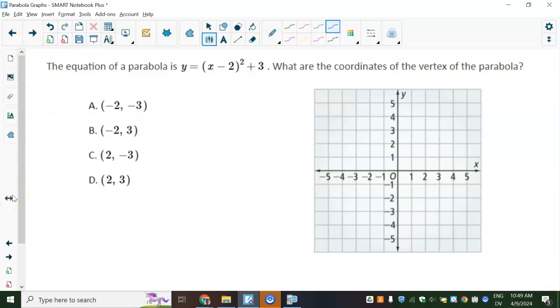Okay. Vertex of the parabola. Again, pause the video and give this one a shot.